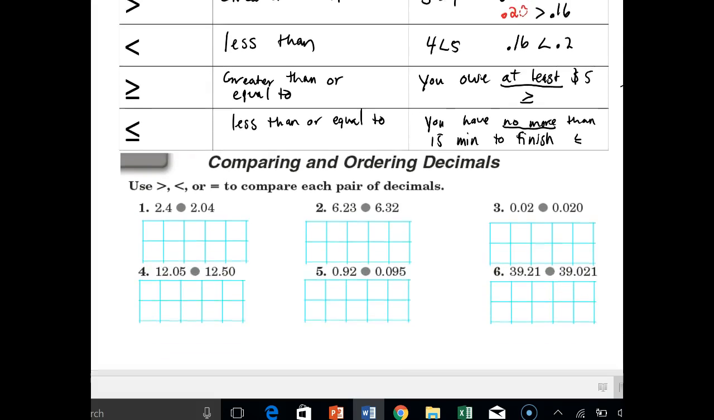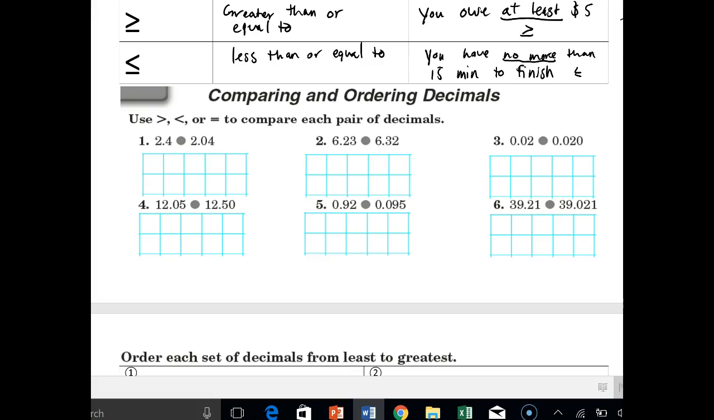All right, so let's practice comparing rational numbers, specifically decimals. What you do here is you just line up your decimals, and then you pick the larger number. So we have 2.4, and then we have 2.04. Anytime you have an empty space, you fill it in with a 0. So now you can read this as 240 versus 204. Obviously, 240 is the bigger number, so we say 2.4 is greater than 2.04.